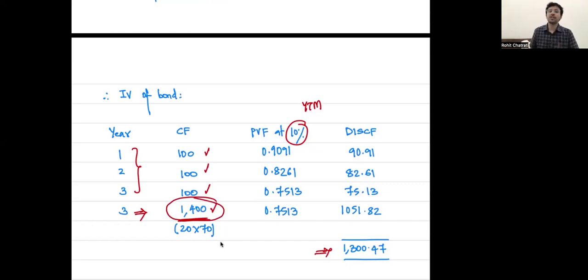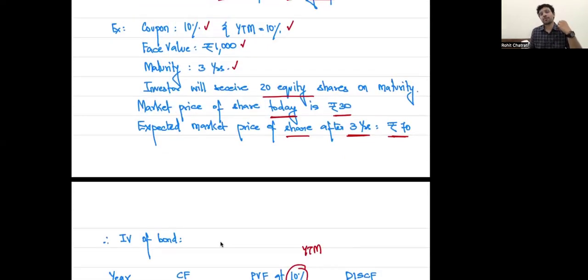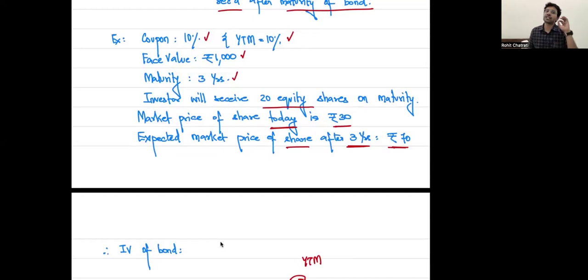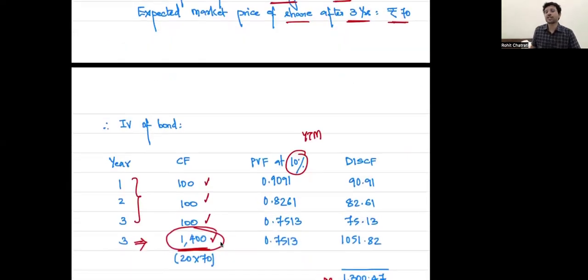Over here, we knew that the investor does not have a choice. In case of compulsorily convertible bond, we knew that the investor does not have a choice to receive the redemption value. Whatever is the share price, he will actually receive 20 shares of it. Whether the share price is 1 rupee or whether the share price is 70 rupees, he is going to receive 20 equity shares. And what we actually did is we took the expected share price as a cash flow at the end of year 3.